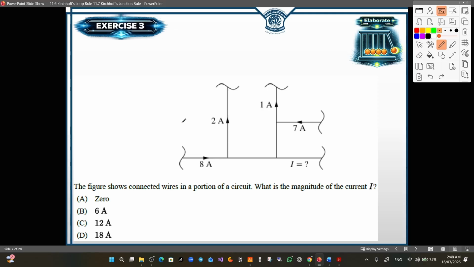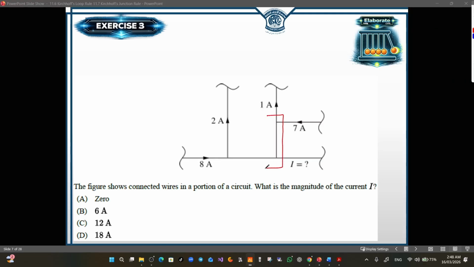In this method, we will draw a box to hide the unnecessary part of the circuit, and then we apply the junction rule on this box. So this is the useless part. I don't need it in my solution, so we're going to hide it from our calculation. We just need to consider this line, this line, this line, this wire, and that wire.